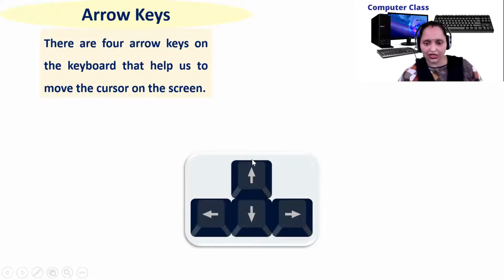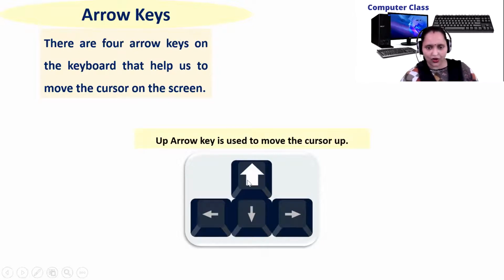Let's learn about this arrow, how it works. This arrow is known as the up arrow key. The up arrow key is used to move the cursor up, whenever we want to move the cursor upside. For example, our cursor is here. If we press the up arrow key, immediately the cursor will come in the first line.